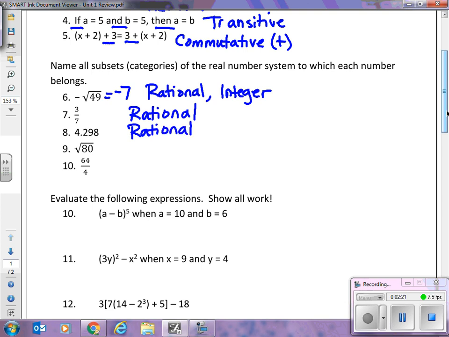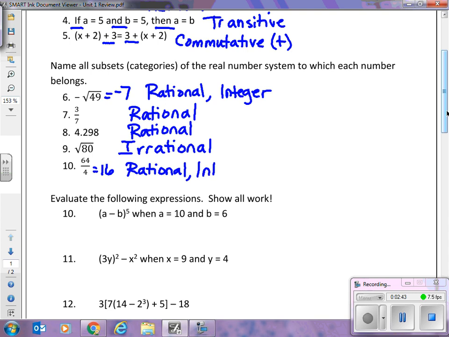For number 9, square root of 80, because 80 is not a perfect square, anytime you take the square root of a non-perfect square, it's an automatic irrational number. And then for number 10, if you take 64 divided by 4, that is the same as the number 16. The number 16 is rational.